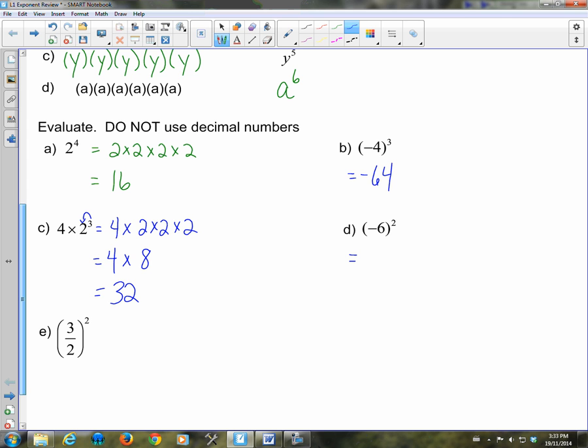Or if I have negative 6 squared, it means negative 6 times negative 6. 2 negatives will make a positive when you're multiplying, and 6 times 6 is 36.